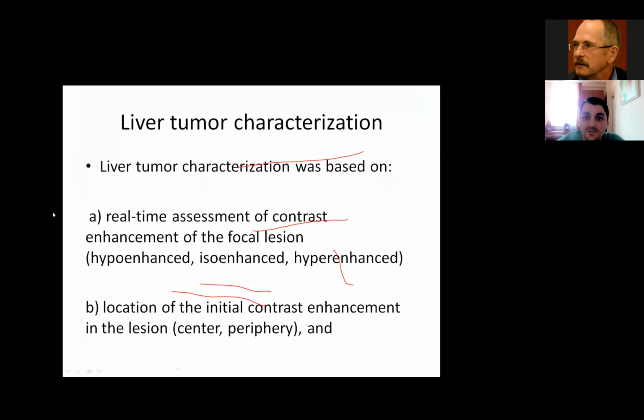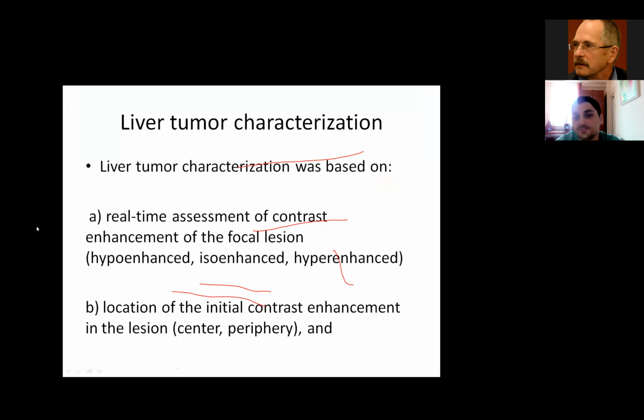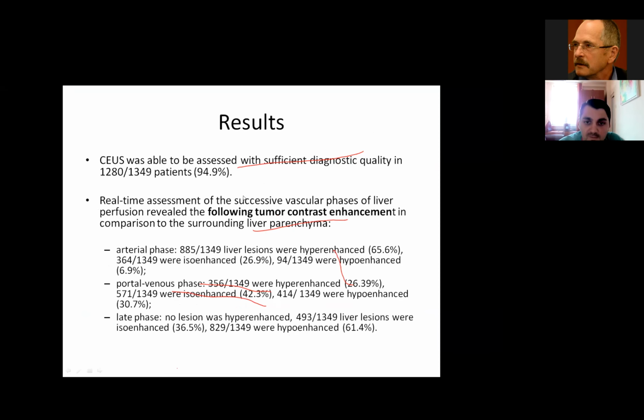Okay, what about liver tumor characterization? All of them were assessed according to this manner, with a real-time assessment of the contrast enhancement pattern. So when we are talking about CEUS, we can have hypo-enhanced, iso-enhanced, or hyper-enhanced lesions, meaning that the enhancement is better than the liver parenchyma, always comparing it with the enhancement pattern of the liver parenchyma. Of course, the location and the initial contrast pattern were also described when performing CEUS.